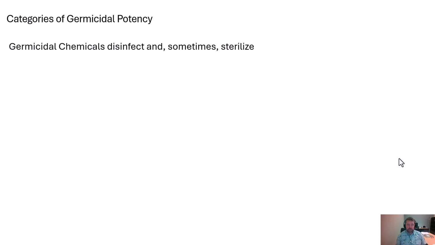And the last topic I want to talk about when we're discussing controlling microbial growth is the category of germicidal chemicals and their uses. We'll spend a lot more time talking about things like antibiotics and vaccines later, and so that of course is another way to control microbial growth. But the last topic in this section is germicidal chemicals.